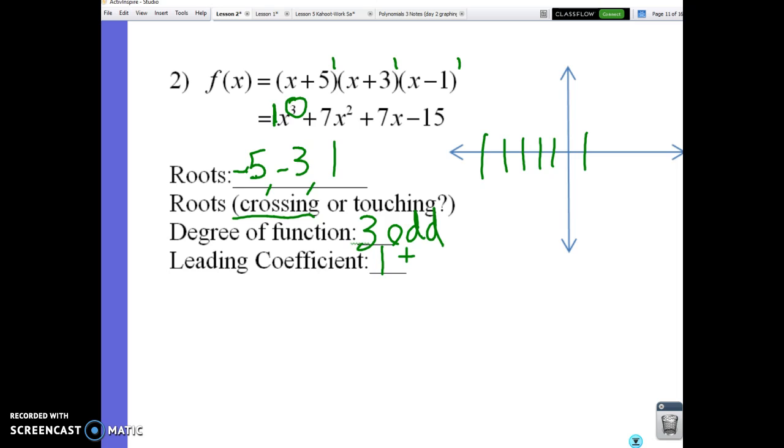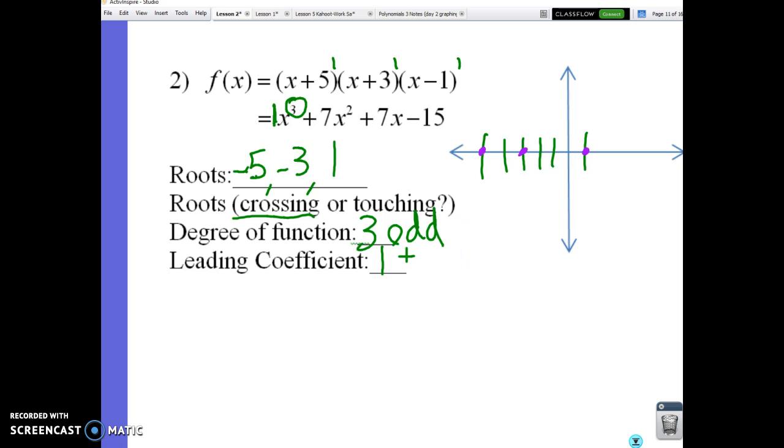Now I'm going to plot some points. So I plot at (-5, 0), (-3, 0), and (1, 0). Alright? We know this is an odd function, so from the top of our notes, with a positive leading coefficient, it's going to start down.